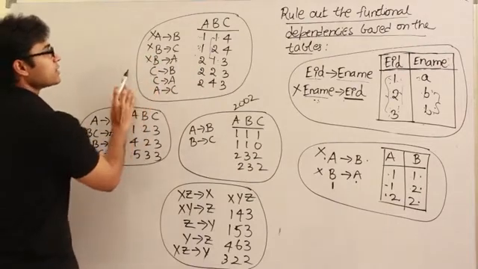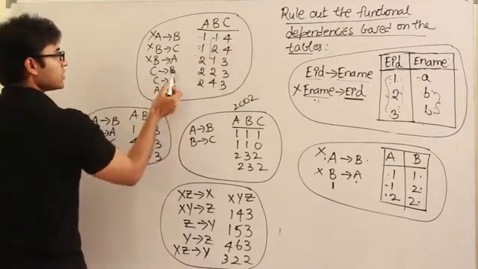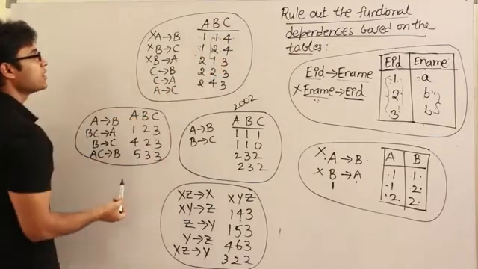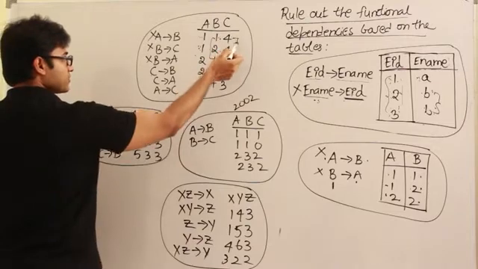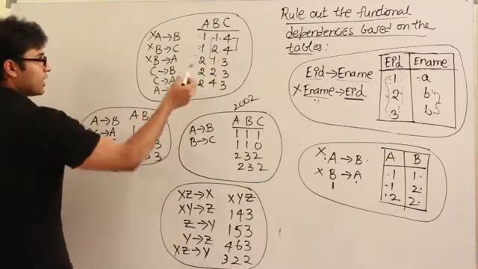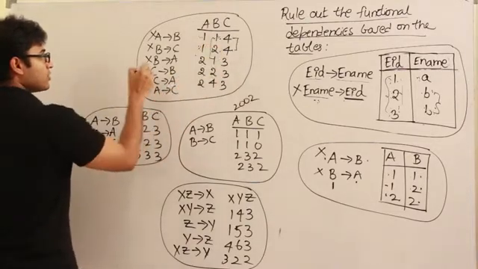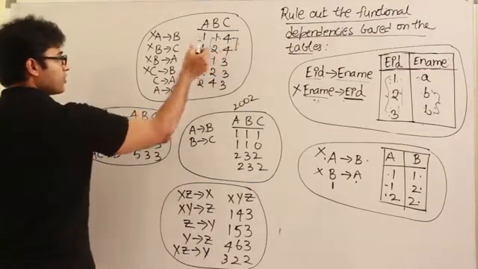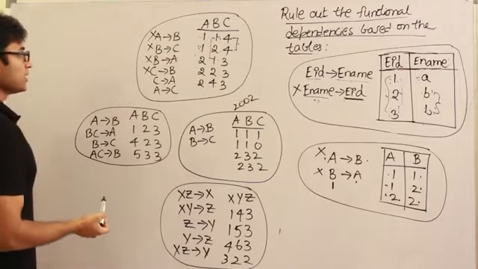What about c derives b? Given a value of c, will I be able to come up with a unique value of b? It is not possible. See this, because when c is 4, b can be either 1 or 2, so it is not possible. What about this? Given a value of c, will I be able to come up with a unique value of a? Yes, it turns out yes.